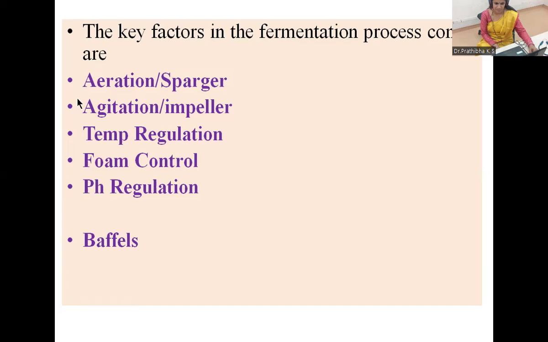Apart from all this, the most important one is that baffles will also be adjusted to the fermenter vessel to prevent the swirling or vortexing. Otherwise, if there are no baffles, that will hinder product formation, and breaking of the cells can also be observed. So all these different key factors matter a lot during the fermentation process. All that should be controlled. What are those? Aeration, agitation, temperature regulation, foam control, pH regulation, and the baffles.